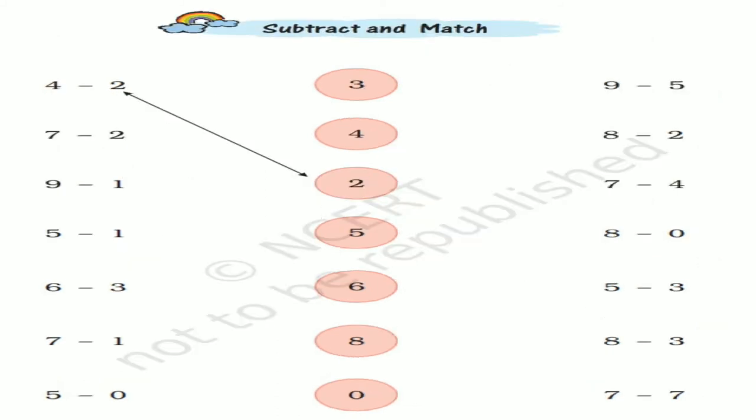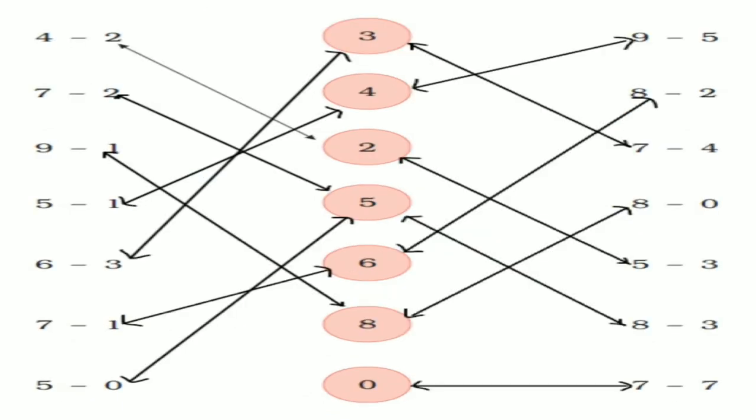Next, 8 minus 2. Now let us count from 2 to 8. 3, 4, 5, 6, 7, 8. So how many numbers did we count? 6 numbers. 8 minus 2 is 6.